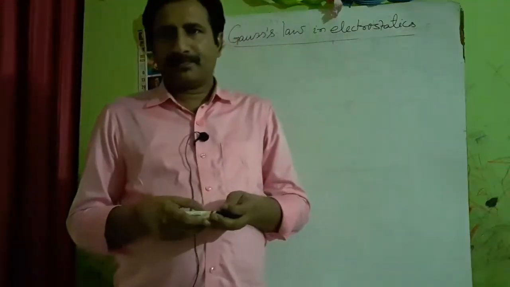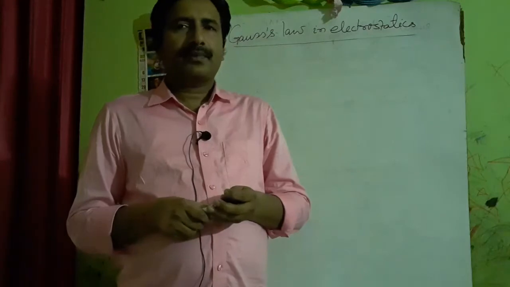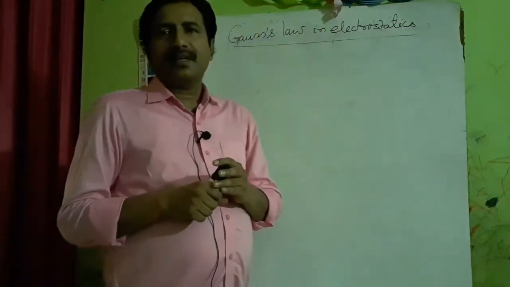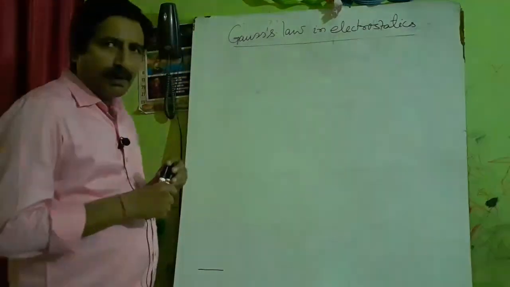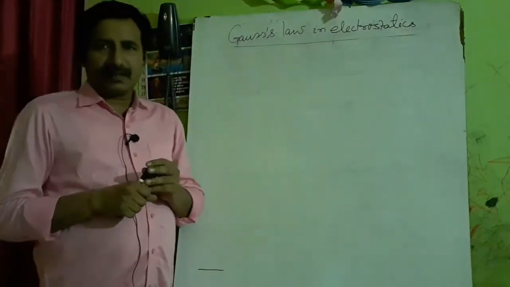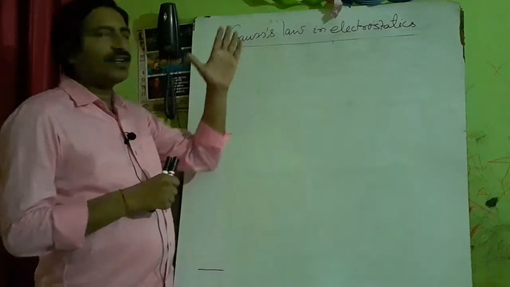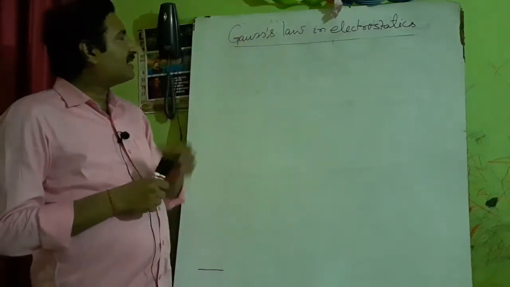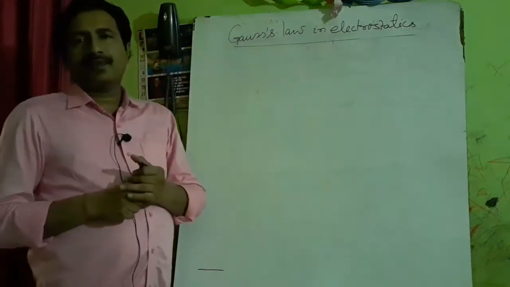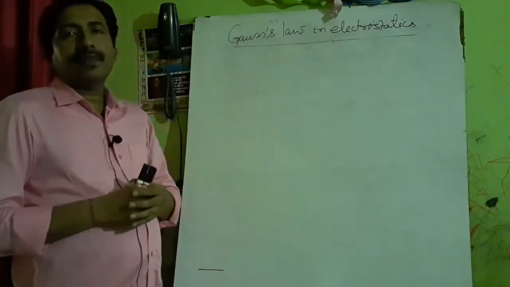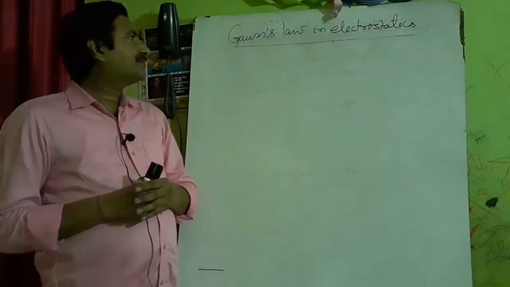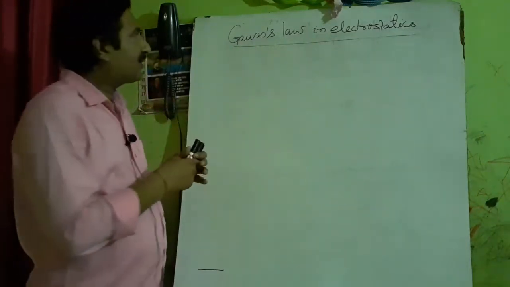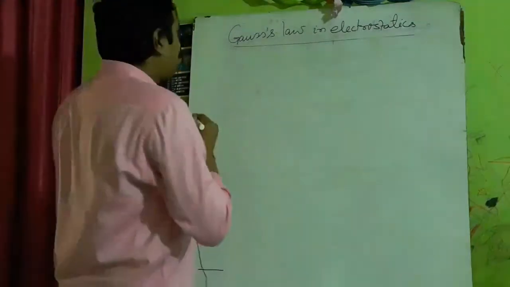Hello children, today we will be learning about Gauss law in electrostatics. In the previous lecture you learnt about electric flux, and Gauss law is somehow related to electric flux. So at first we will be discussing its statement, which was also discussed in the previous lecture, and then we will make the derivation for Gauss law.